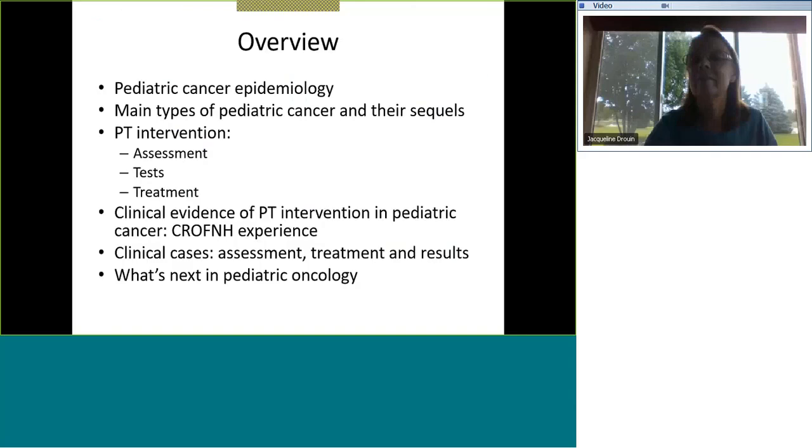So a little bit of overview. Today we will be talking about pediatric cancer epidemiology worldwide, the main types of cancer and their sequels, physical therapy assessment, including tests and treatments we use, clinical evidence, including our own experience, and we will talk about clinical cases and their intervention. We'll conclude with what's next in pediatric oncology physical therapy, and if you have any questions, you can ask them then.